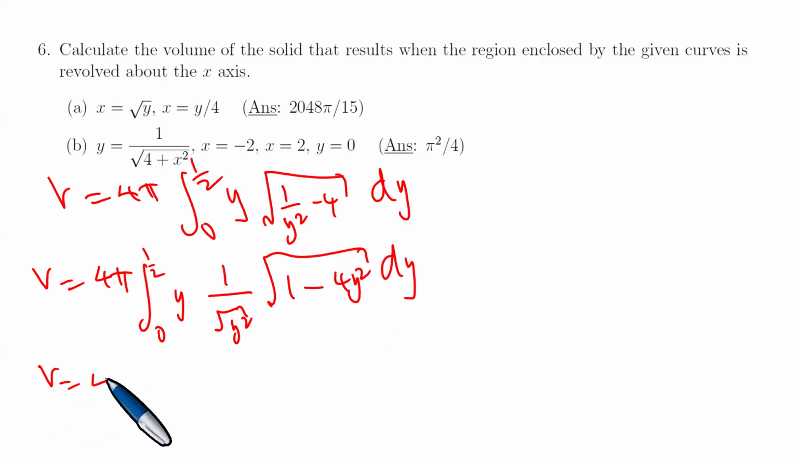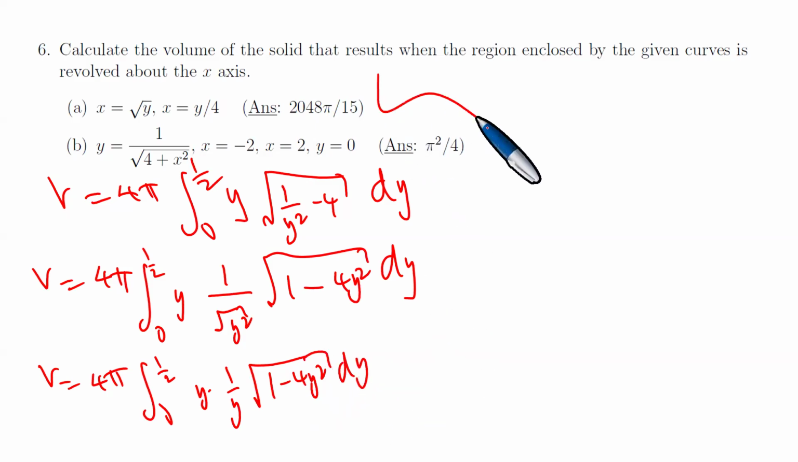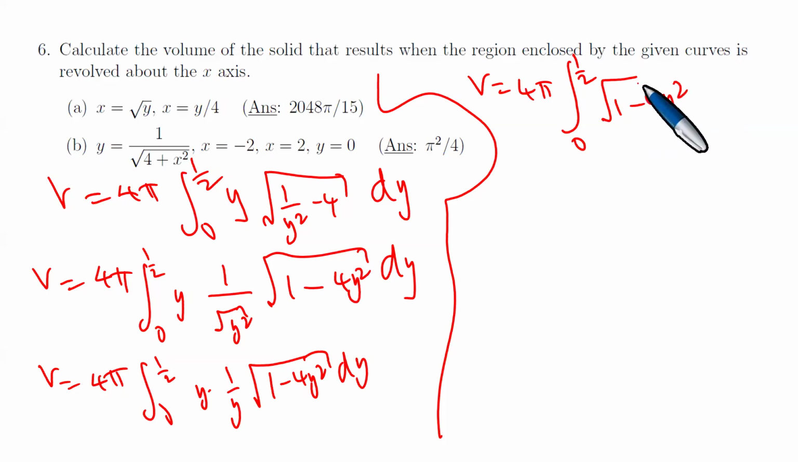4 pi, the integral from 0 to 1/2, and then this is y, 1 over y. Then you have the integral of this, the square root of 1 minus 4y squared, dy. The volume. Okay, the pi cancels out with 4 pi, the y cancels out, giving us 0 to 1/2, and then you have the square root of 1 minus 4y squared, dy.